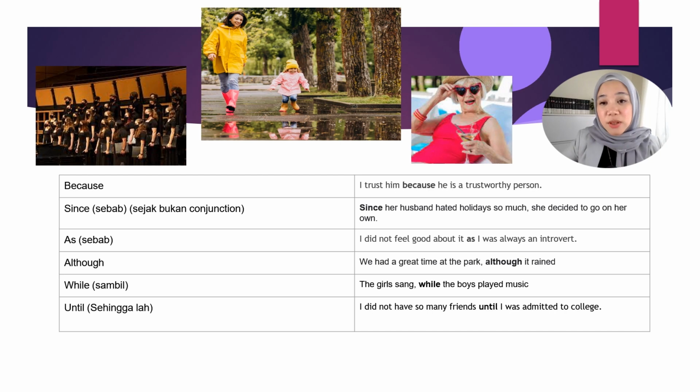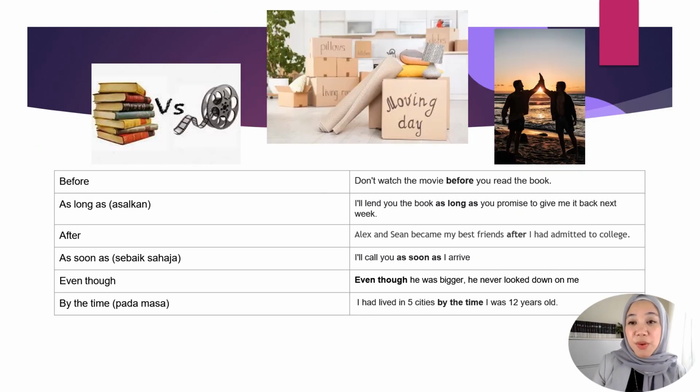As. Sebab. As I did not feel good about it, I was always an introvert. Although. We had a great time at the park, although it rained. While. The girls sang while the boys played music. Budak-budak perempuan menyanyi sambil budak lelaki main music. Until. I did not have so many friends until I was admitted to the class. Before. Don't watch the movie before you read the book.